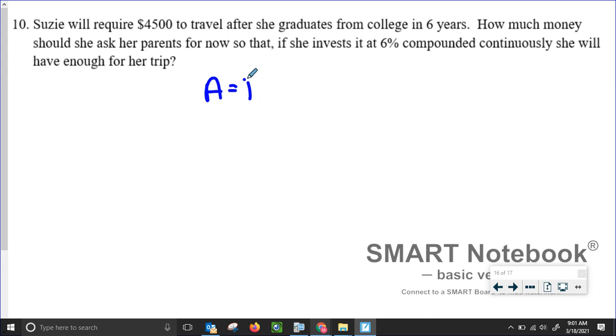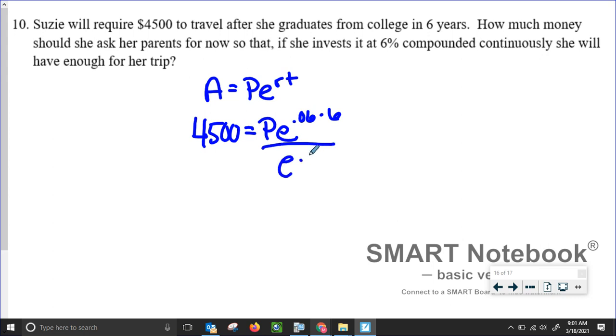We're compounding continuously, so we're using PERT. This is how much she wants at the end, not at the beginning. We're trying to figure out how much she needs to ask for now. Now this is actually a lot easier than people make it out to be. Remember, e is just a number, 2.718 and so on. If you take a number and raise it to some numerical power, it's just a number. So this is just P times some number. Well, how do you solve for P? You just divide by that number.